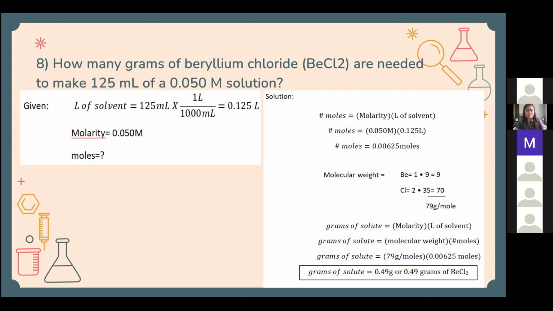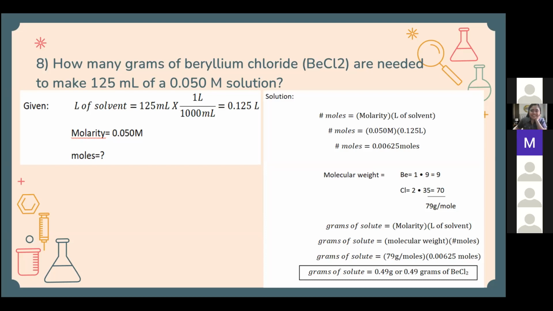Please disregard the grams of solute times molarity and liters of, because that is wrong. So let's proceed to the next. Grams of solute equals molecular weight times number of moles. The molecular weight is 79 grams per mole multiplied by the number of moles, which is 0.00625 moles. If we multiply the two, we will get 0.49 grams of beryllium chloride as the grams of solute.